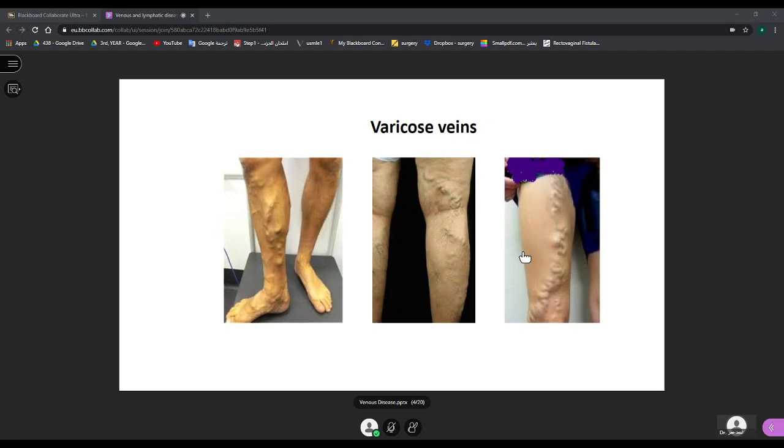And as I have said, the problem is that the blood is not flowing normally from the superficial system to the deep system. Either there is a problem in the perforators' valves, which allow the blood to reflux back into the superficial veins, or there is obstruction in the deep venous system, which again creates a back pressure that results in filling and dilatation of these veins. Okay.